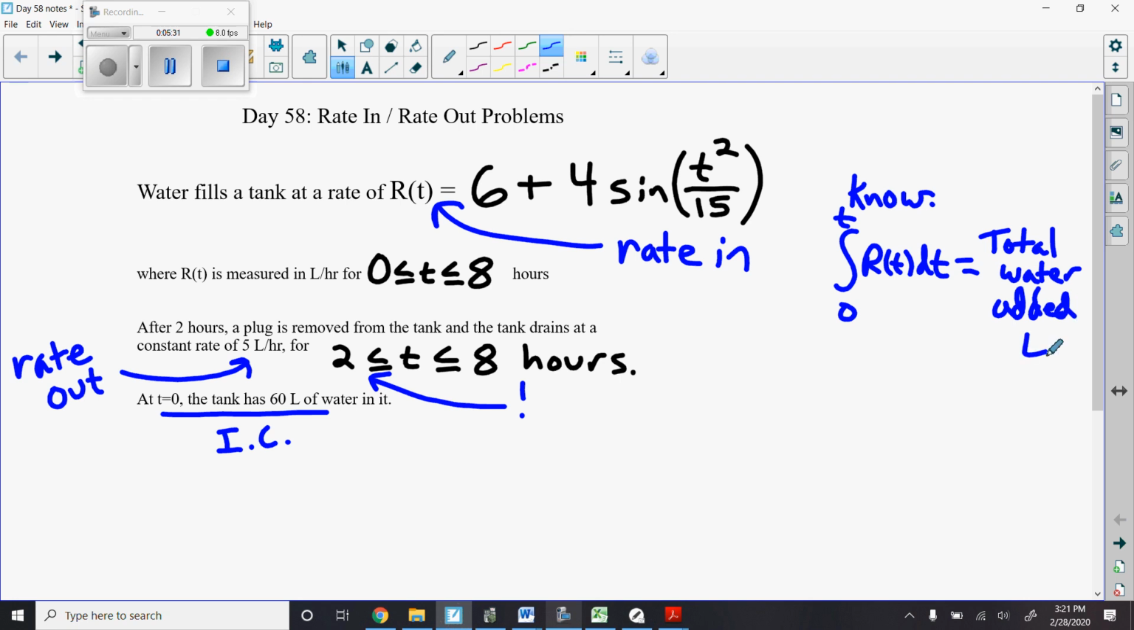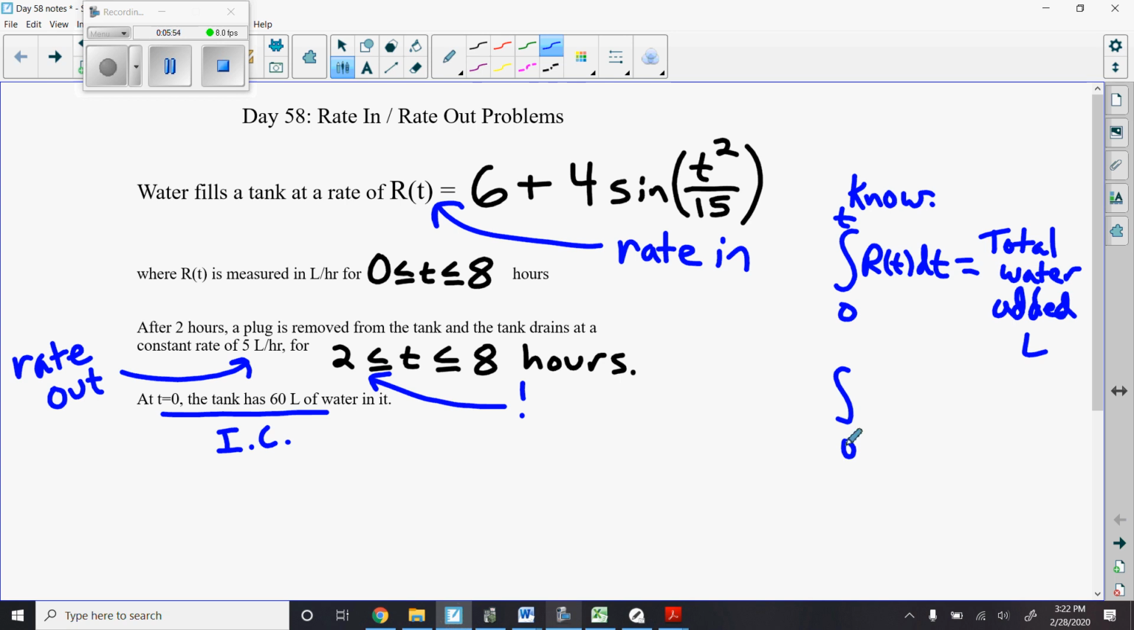The unit obviously would be in liters, right? If r of t has a unit of liters per hour, the integral of liters per hour would give us just liters. It removes that per hour. Okay. Here's the other thing we know. We could integrate the rate out, right? The rate out is just simply 5.